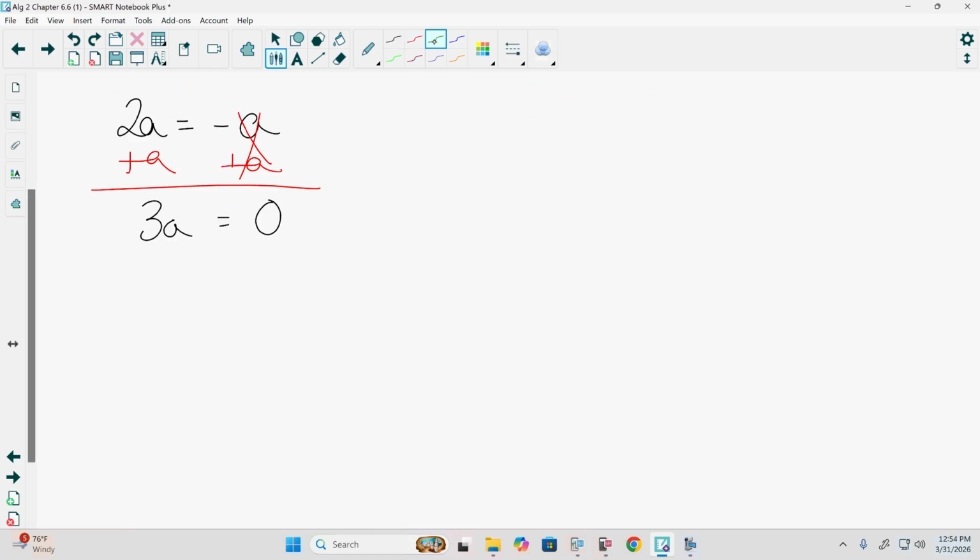2 ways we can go about it from here. One is the zero product property. Zero product property says if I have two or more things multiplied together that equal 0, one of them has to be 0. Or we can divide both sides by 3. 3a divided by 3 is just a. 0 divided by 3 is 0.